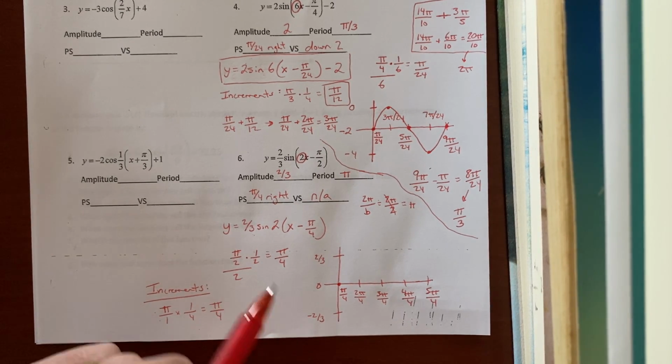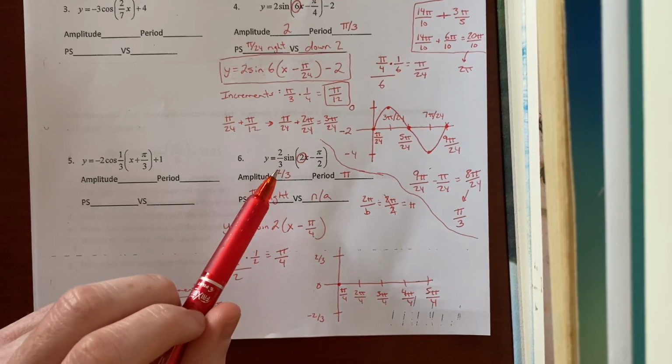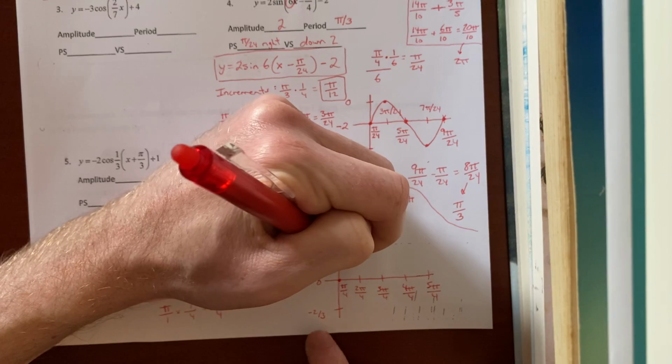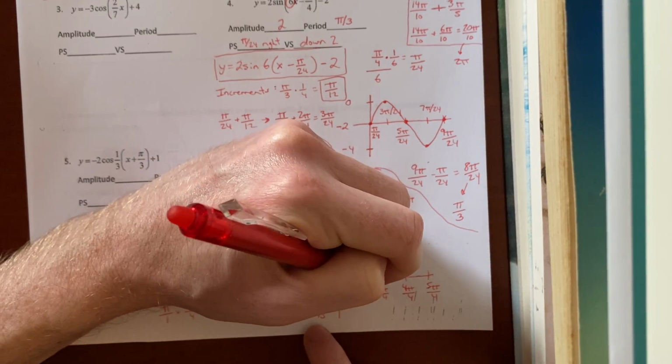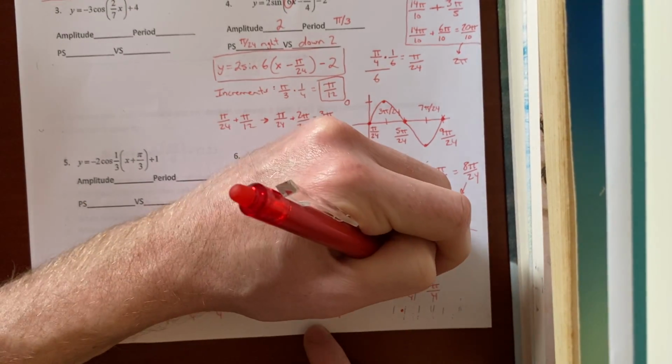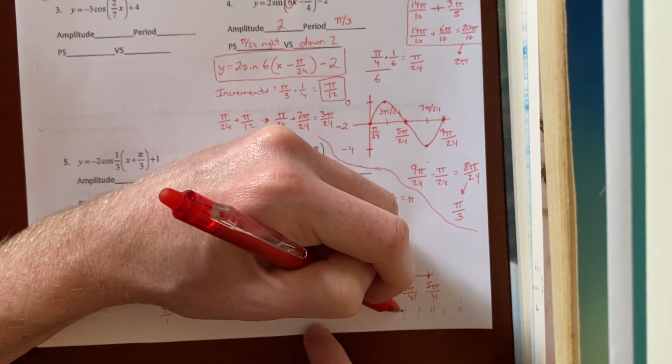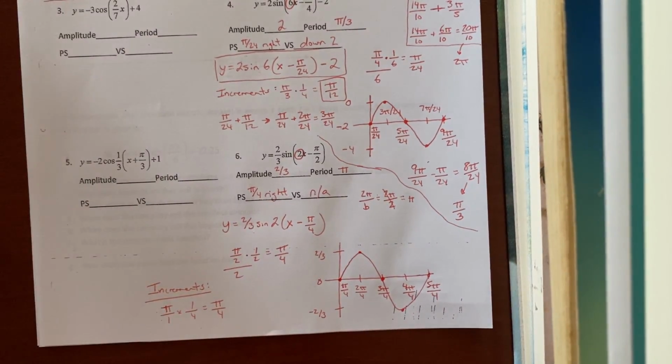All right, last part, plotting my points. It's a sine wave. Sine starts at the midline, and it's a positive, so I know I'm going up first. And then back down to the midline, all the way back down, and then back up to the midline. And draw your nice sine wave in, and then we are done.